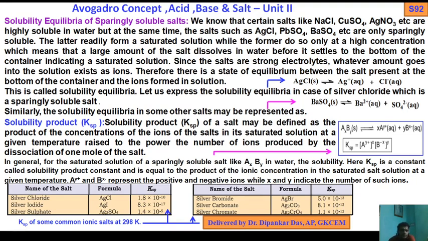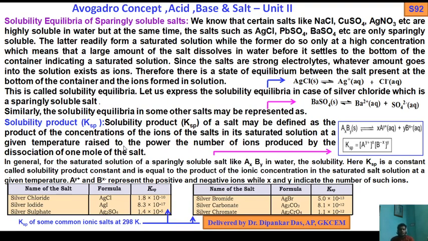Now come to the definition of the principle of solubility product, denoted by Ksp. The solubility product Ksp of a salt may be defined as the product of the concentration of the ions of the salt in its saturated solution at a given temperature raised to the power the number of ions produced by the dissociation of 1 mole of the salt.